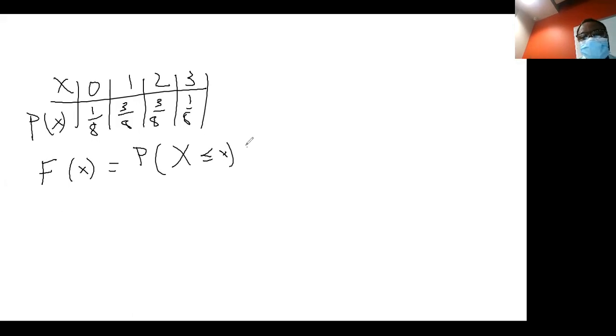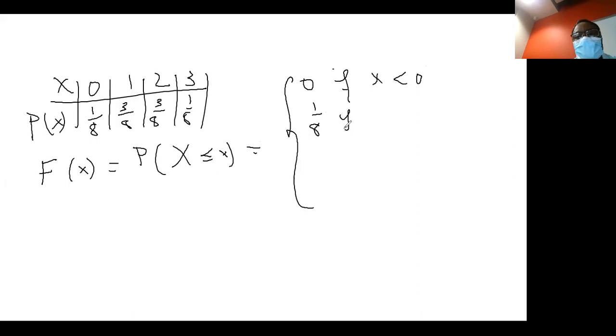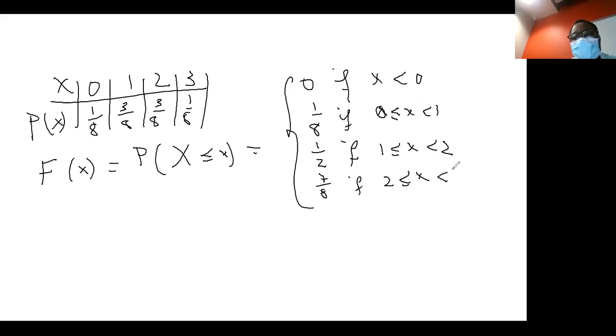So we can now say that this function is equal to 0 if x is less than 0, is equal to 1 over 8 if 0 is less than or equal to x less than 1, and it is half, which is 4 over 8, if 1 is less than or equal to x less than 2, and it is 7 over 8 if 2 is less than or equal to x less than 3, and it is 1 if x is greater than or equal to 3. So we can make it as a distribution.